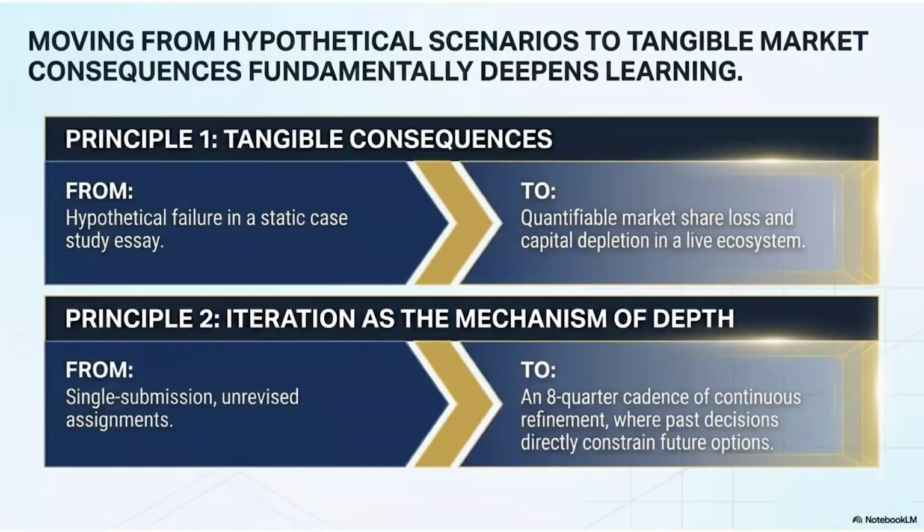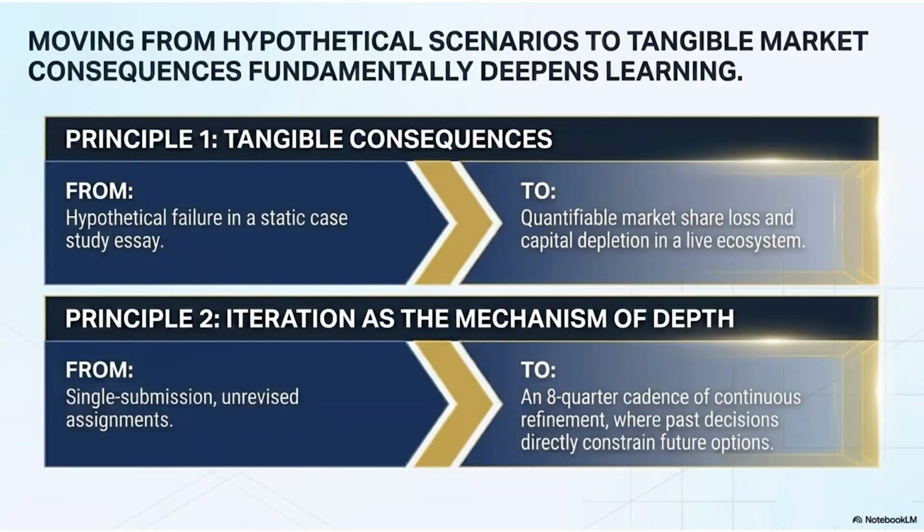Principle 1 looks at tangible consequences, and this means that strategic thinking only develops when consequences are visible and personally meaningful. So, for example, if a team implements an over-aggressive pricing strategy in quarter 2, they don't just get a low mark. When they get to quarter 3, they might see a devastating loss of market share and a cash flow crisis. Experiencing the impact is qualitatively different from reading about price elasticity in a textbook.